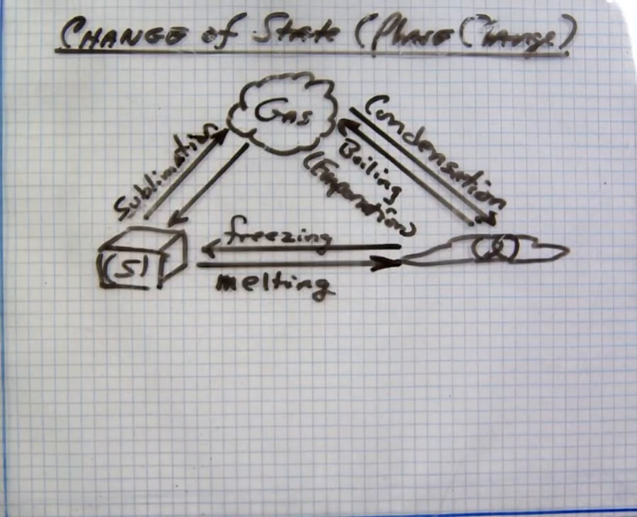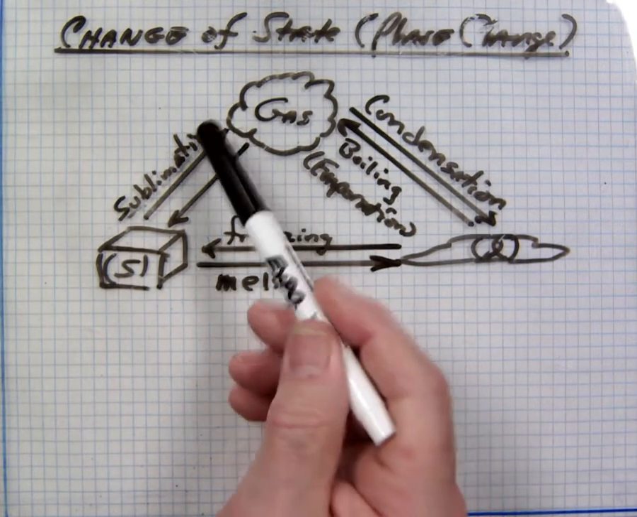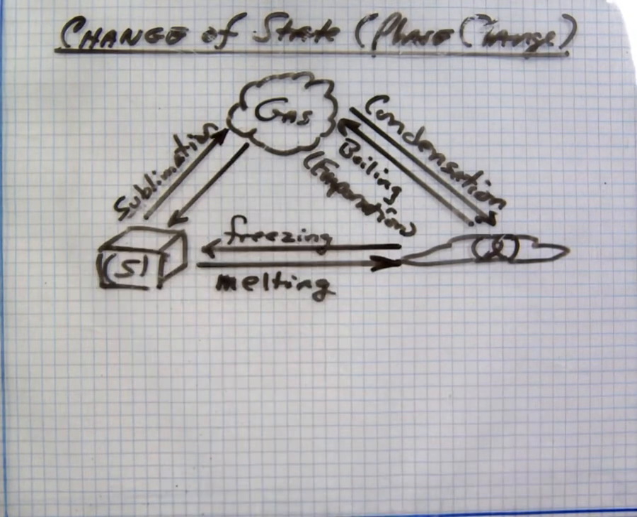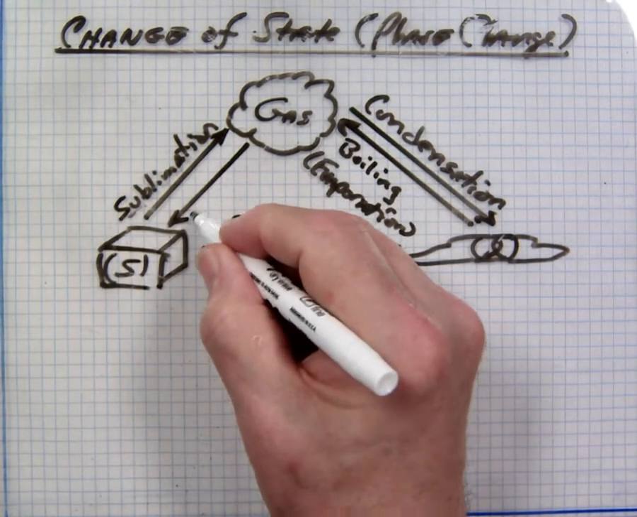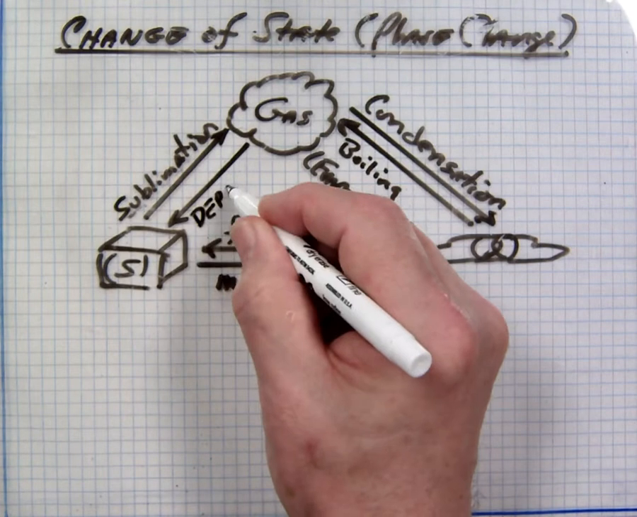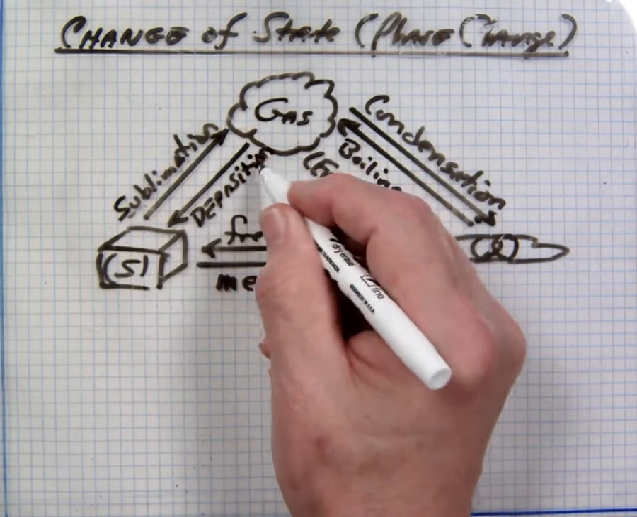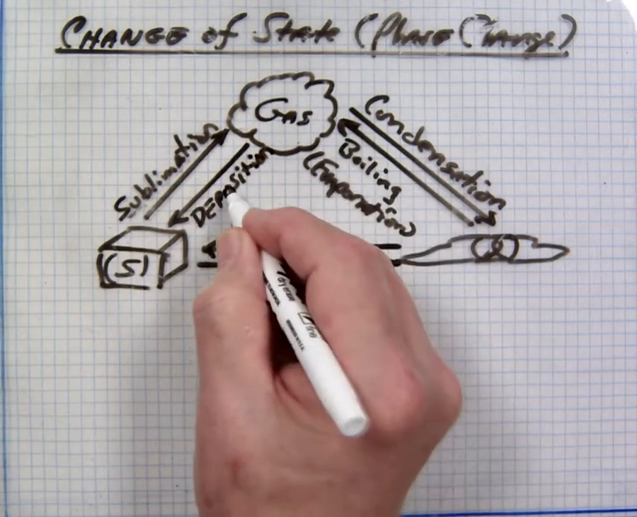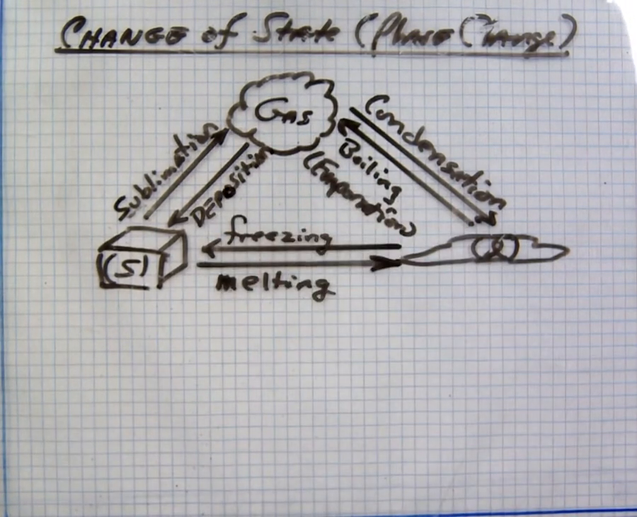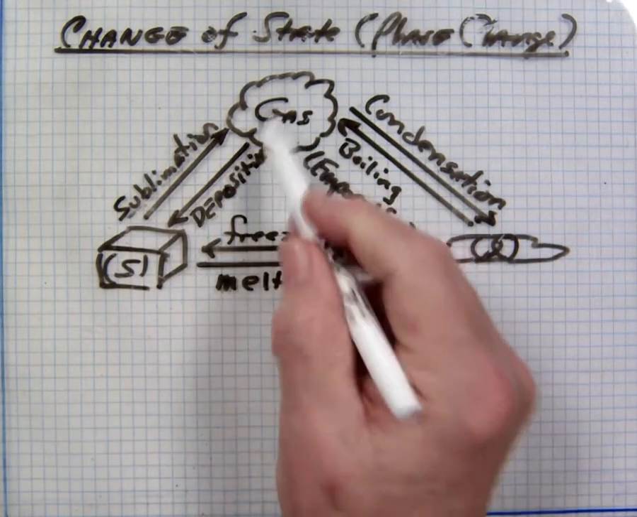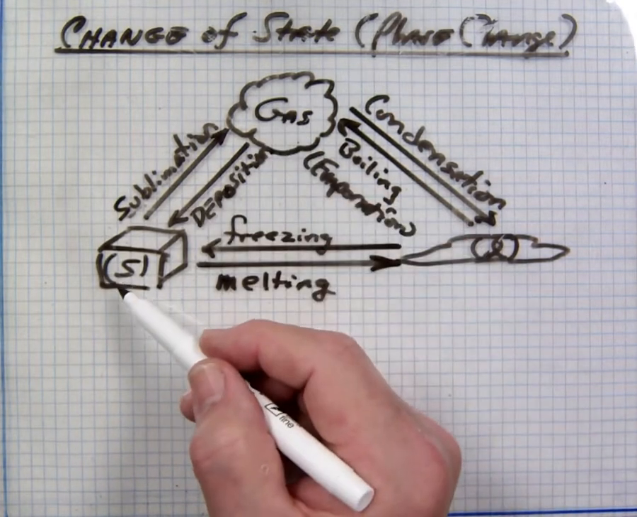Sublimation, going from solid to the gas phase. Many textbooks will use the same word for going from gas to a solid phase, and some texts will use deposition. This is DEP, deposition, right there. It's like making a deposit. Frost is a good example for this, in terms of going from water vapor into ice.